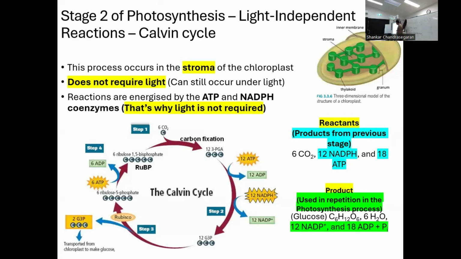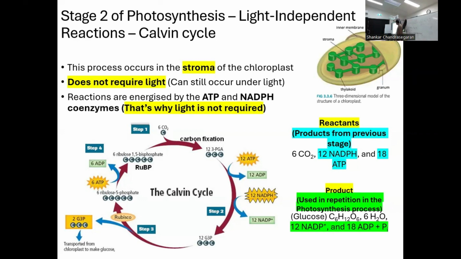One thing I can recommend that might make it easier is the number of NADPH and the number of ATP will be the exact same as ADP and NADP plus, because it keeps going in a cycle, so the same amount is used over and over, right? If 12 NADP plus is used, 12 NADPH is used, 12 NADP plus is given back. If 18 ATP is used, 18 ADPs are given back, and so on.